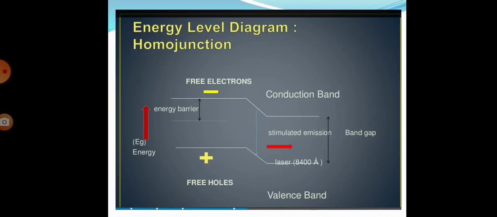Energy level diagram of homojunction. The homojunction semiconductor laser is a two-level laser. The region around the junction contains a large amount of electrons in the conduction band and a large amount of holes in the valence band. The holes and electrons recombine with each other and this recombination produces radiation in the form of light. That is, the stimulated emission occurs between the conduction band and the valence band.